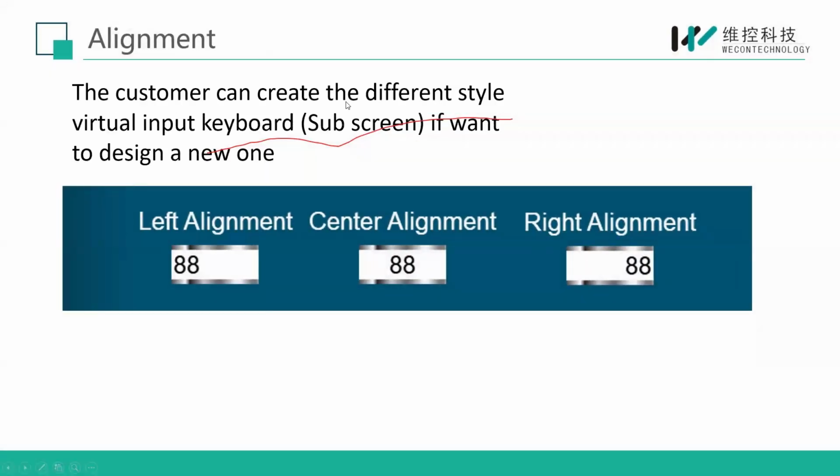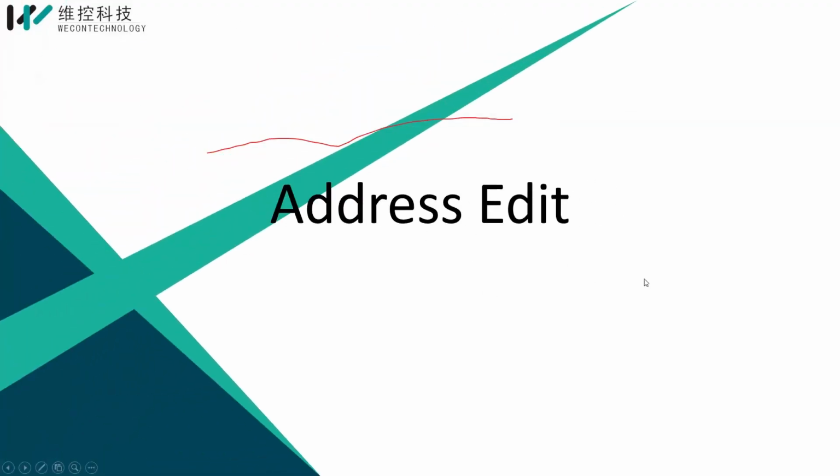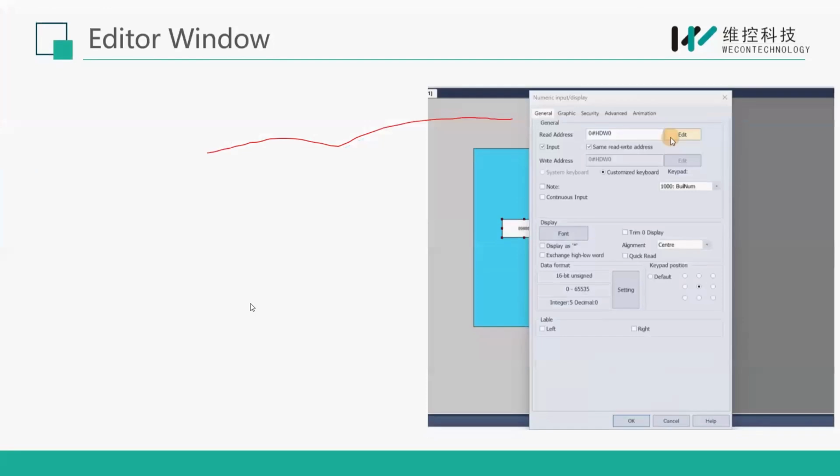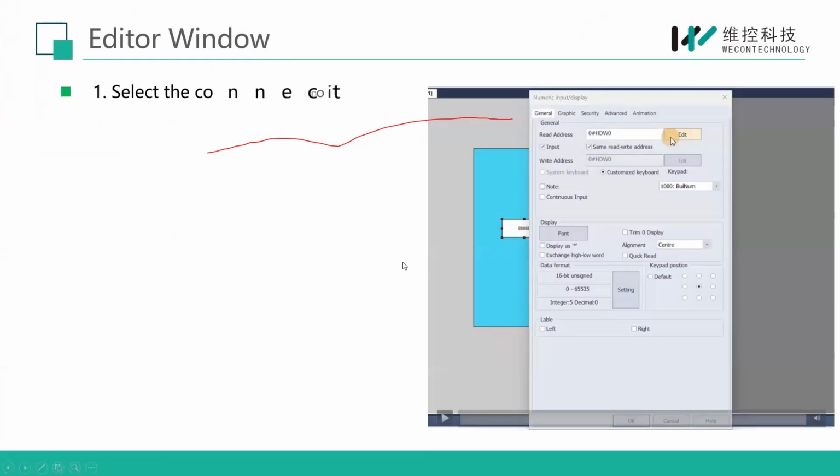And the customer can create a different style virtual keyboard input subscreen if they want to design a new one. So the left alignment, center alignment, and right alignment. And the next one is address edit. So how can you edit the address? This video is for that.